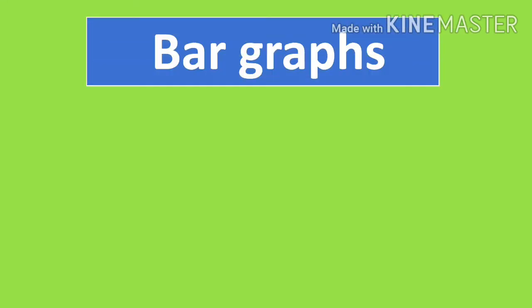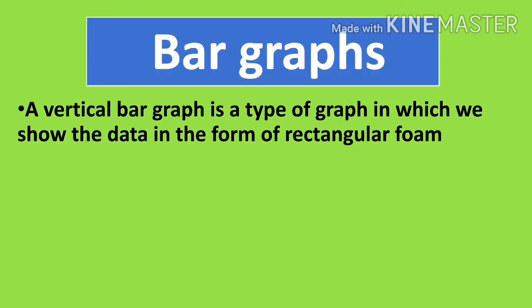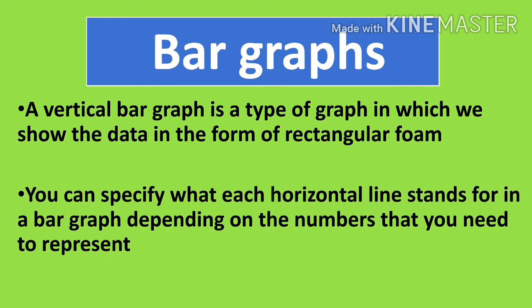A vertical bar graph is a type of graph in which we show the data in the form of rectangular bars. You can specify what each horizontal line stands for in a bar graph depending on the number that you need to represent.